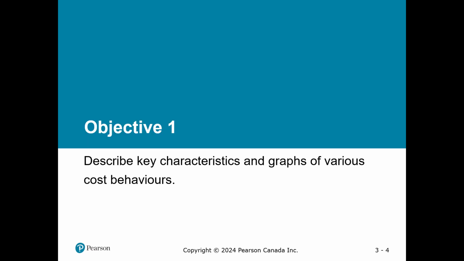Let's start with Objective 1, describe key characteristics and graphs of various cost behaviors. In order to do that, we have to understand what cost behaviors are. So we know that to make good decisions, we have to know the past, but we also have to be able to make projections, good projections or predictions about the future. And in order to do that, we need to understand cost behavior, which is how costs change as volume changes.